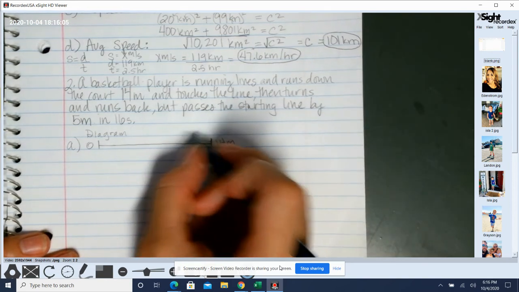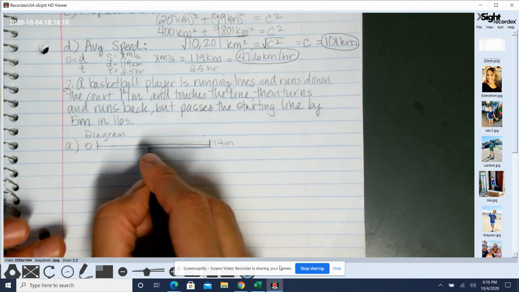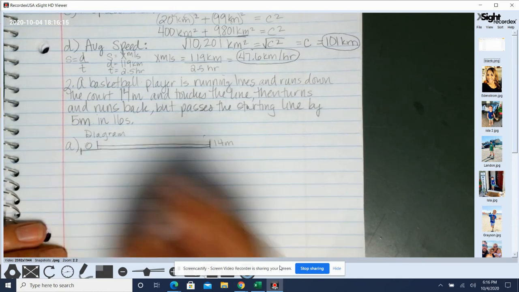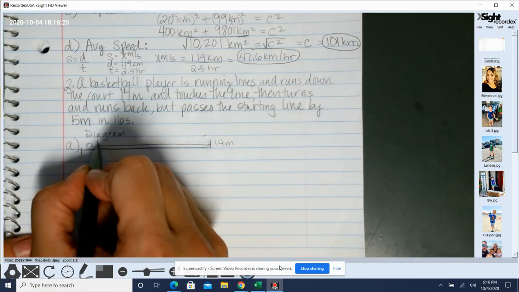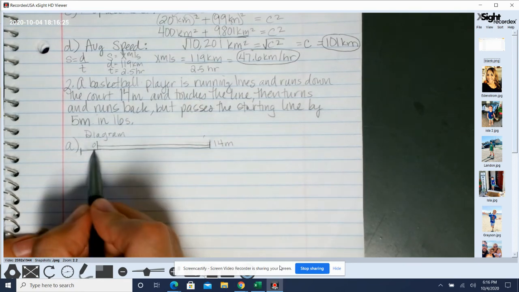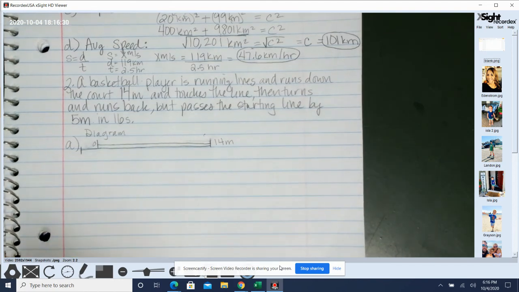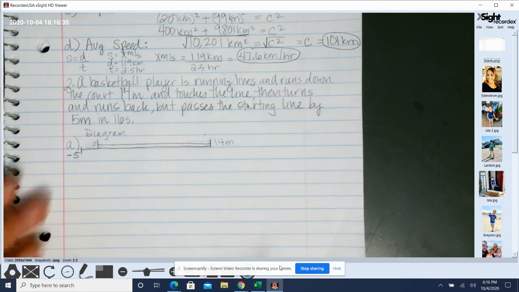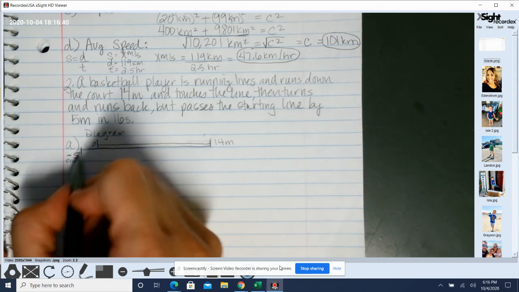Oops, I'm going to put it on the bottom so I have some space. There we go. They're going to turn around and run back, but they're not going to go to the start line and stop. They're actually passing the start line by 5 meters. So over here, if this is 0, they passed it by 5 meters. So remember, we talked about what happens when you go past 0, it becomes a negative. And since it was by 5 meters, their ending point is going to be at negative 5 meters.